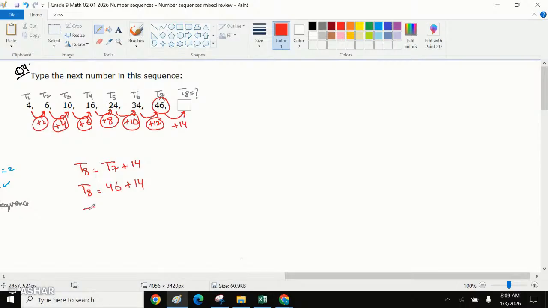And the final answer, term number 8, would come out to be 46 plus 4 is 50. 50 plus 10 is 60. That means our answer comes out to be 60. Agreed? So we need to find the pattern how the sequence is changing, right?